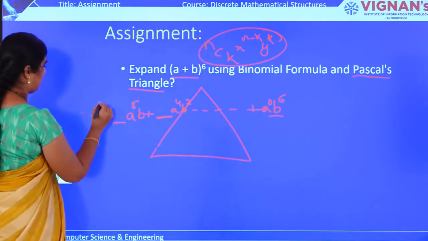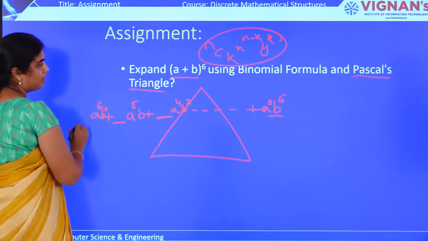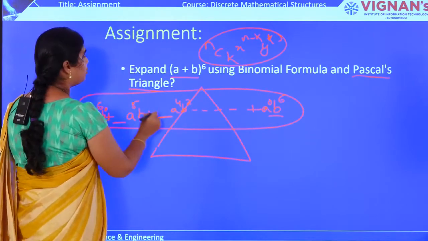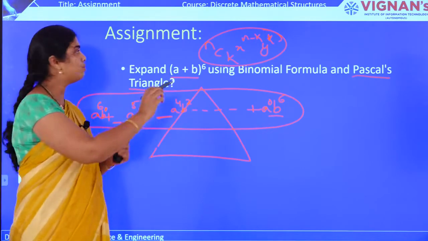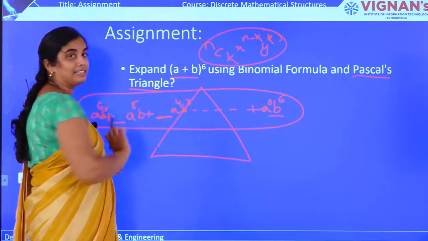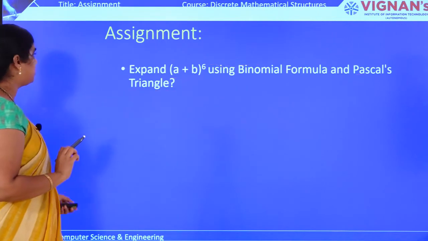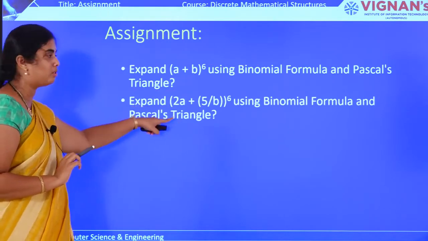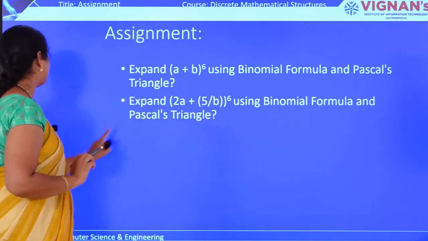This means here a power 6 means it is b power 0 only now. So, this is the term. In this pattern you will be getting. You need to find the binomial coefficients using this formula and this Pascal's triangle. Okay, that is the first expansion. Similarly, you need to find for the second expansion also using the binomial formula and the Pascal's triangle.